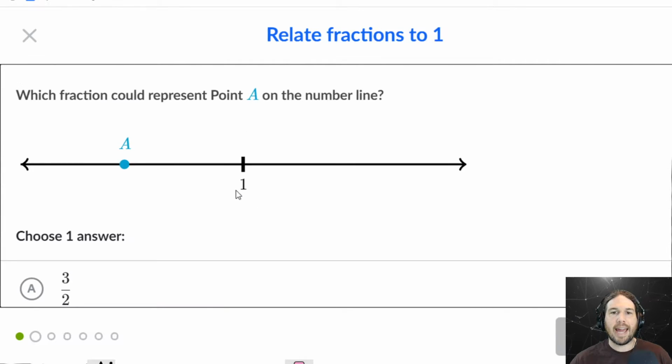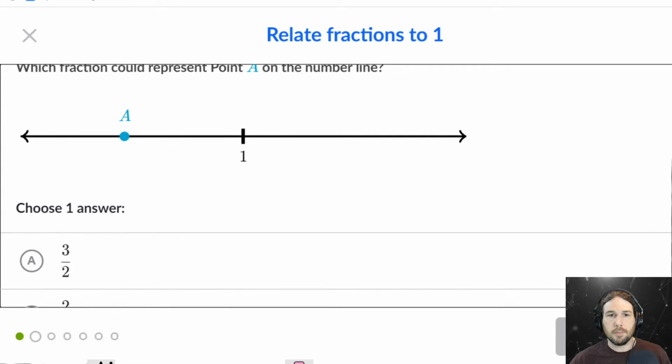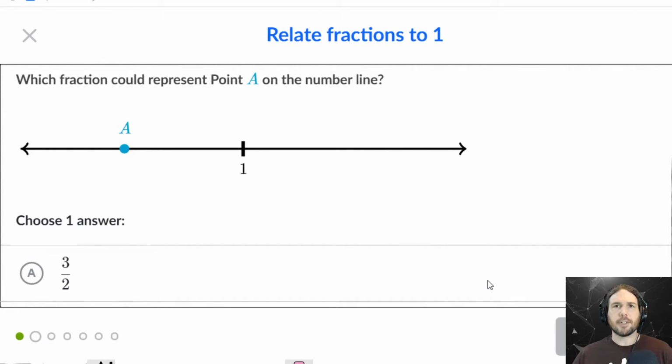What fraction could A represent on the number line? Well, it could not be 3 over 2 because 3 over 2 has a larger numerator than it does a denominator, which means it must be greater than 1, right? If I have more pieces than each whole is cut into, then I'm going to require multiple wholes to cut into that many pieces each to get my fraction. So 3 over 2 couldn't possibly be A, because A is clearly less than 1.